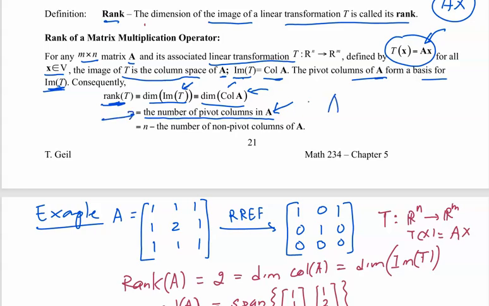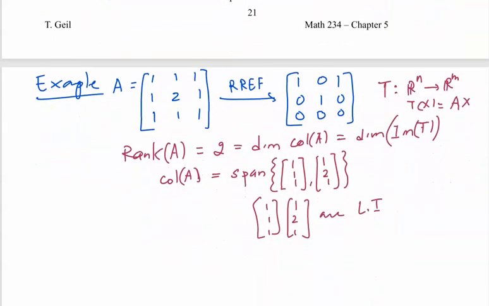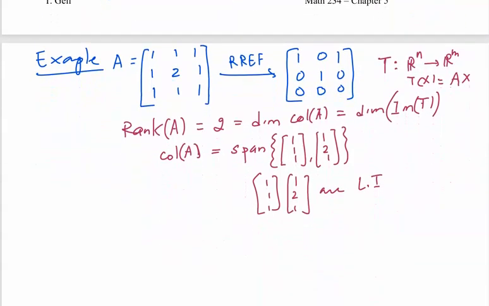So you look at A, change it into row echelon form, reduced row echelon form, and look for the number of pivot columns. The number of pivot columns is the rank of T, or the dimension of the column space of A. I think I have a quick example here. Again, this is your A matrix. I change it into reduced row echelon form, so you do the Gaussian elimination. If you do that, you're going to get that.